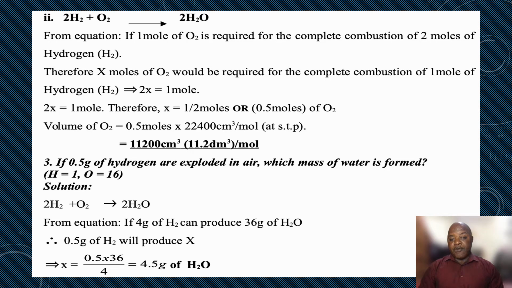So if 4 grams of hydrogen can produce 36 grams of water, then 0.5 gram of hydrogen that was given will produce a certain amount of water, and we'll look for X. Then it will be 4.5 gram of water that will be produced if 0.5 gram of hydrogen is exploded in air. So that is how you can calculate it.